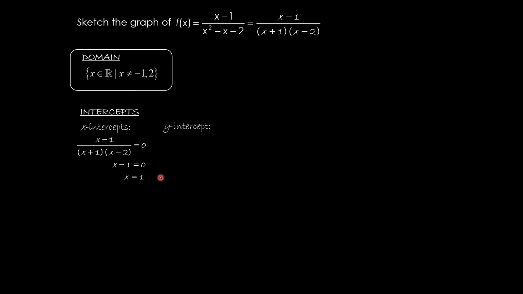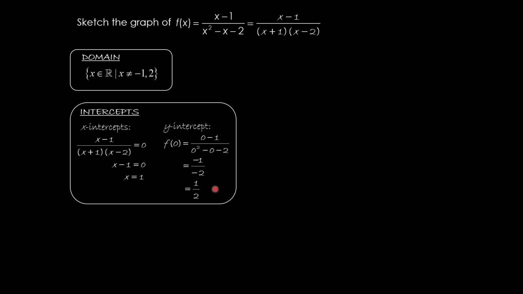Moving on to the y-intercept, these are points on the y-axis, so they have an x-coordinate of 0. So we can find the y-intercept by setting x equal to 0, and that gives us negative 1 over negative 2, which simplifies to 1/2. So we have a y-intercept of 1/2. So there are our intercepts.